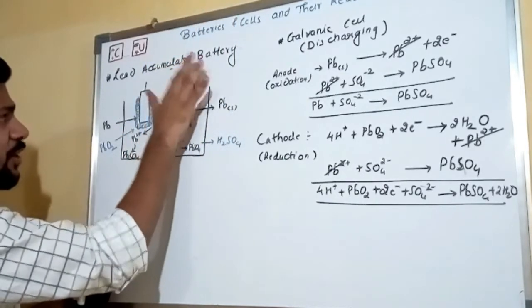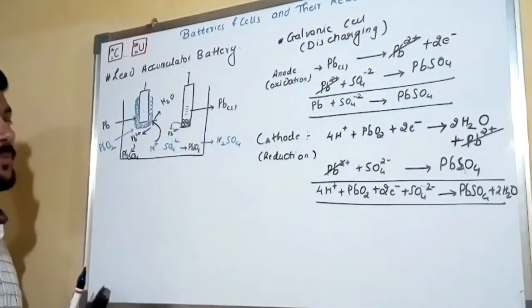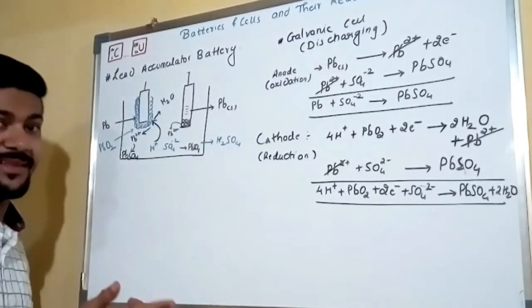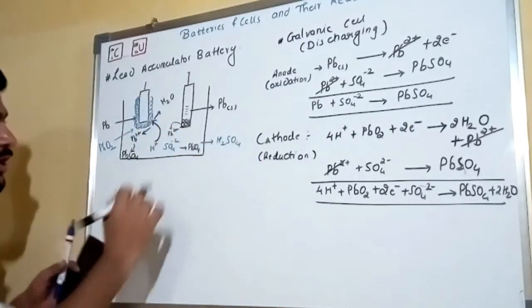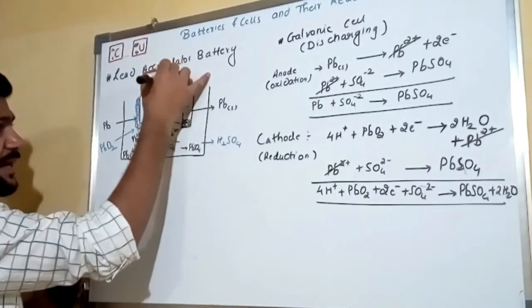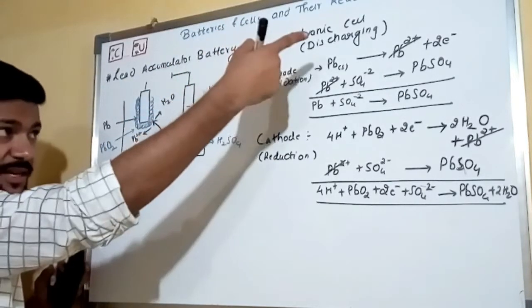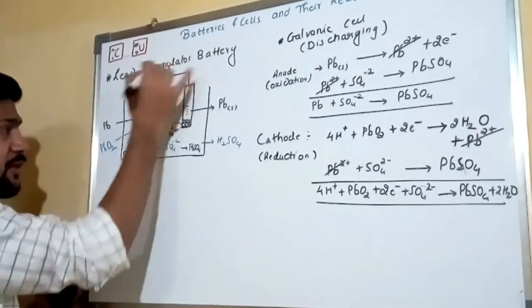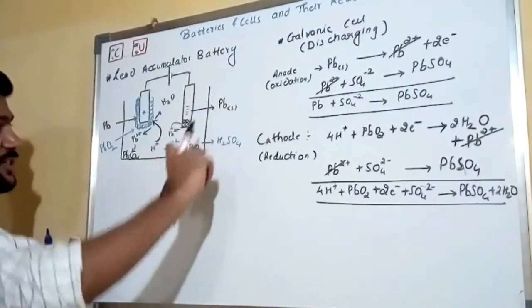So for recharging, what you will be doing is connecting an external battery which has an EMF greater than the EMF produced by this battery, because you want to reverse all the reactions. You will connect the negative terminal with the rod which was working as negative in the galvanic cell, and the positive terminal with the rod which was working as positive in the galvanic cell. So the reactions will be reversed.